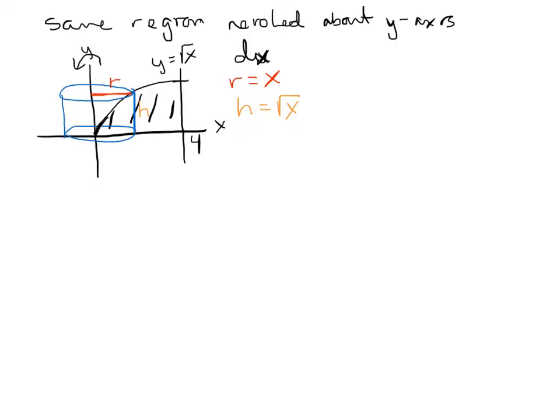All right, I think I have everything now. I can piece it together. So 2 pi times the integral of r, which is x, times h, which is root x. I'm integrating with respect to x, and now the bounds. X goes from, well, we were just told in the problem, 0 to 4.